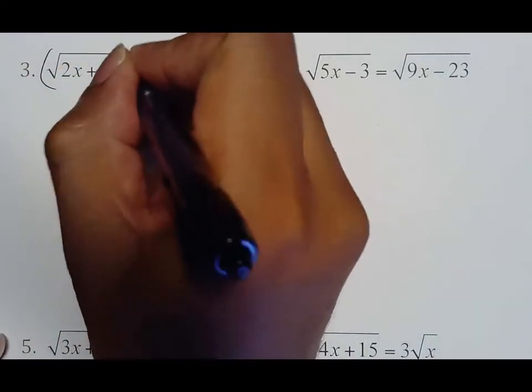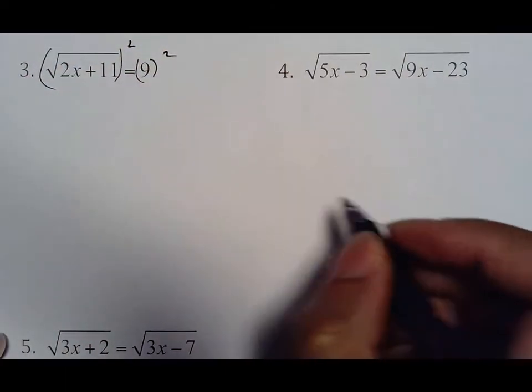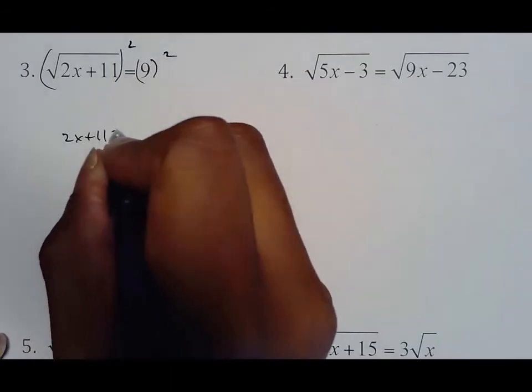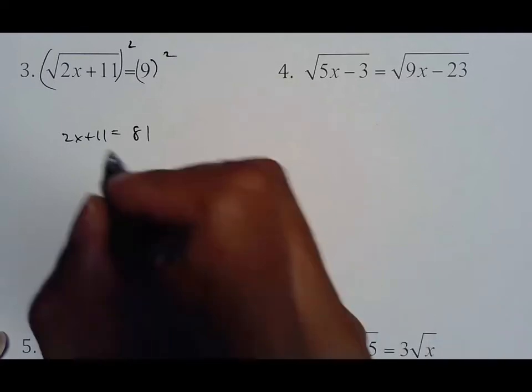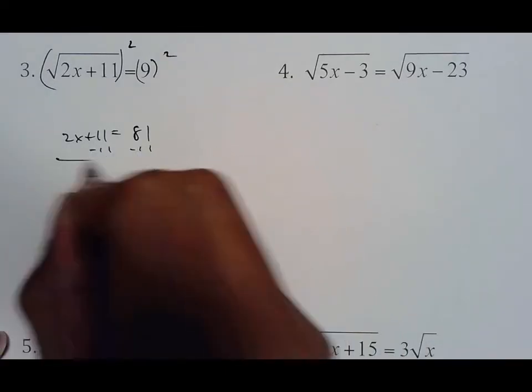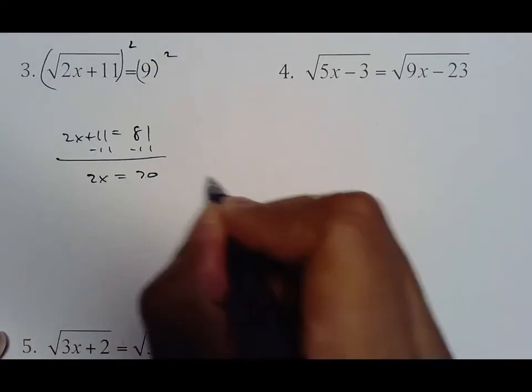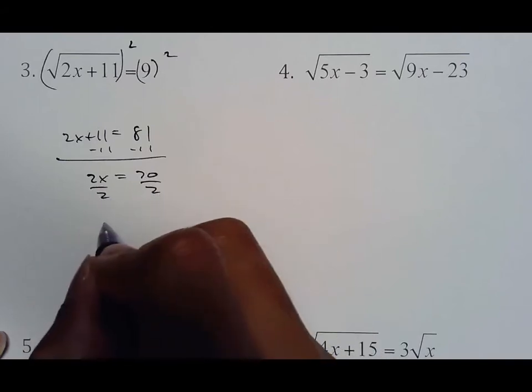So the first thing we would do here is square both sides. Then you bring down 2x plus 11, because that gets rid of your root. 9 squared is 81. Now you have a basic solving problem. So minus 11, 2x equals 70. Divide by 2, divide by 2.